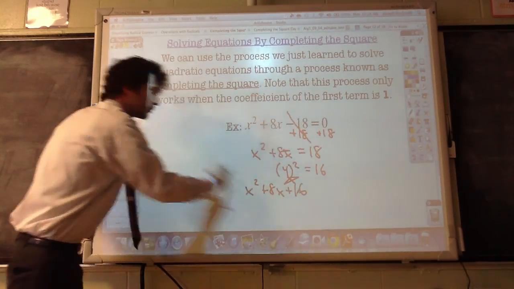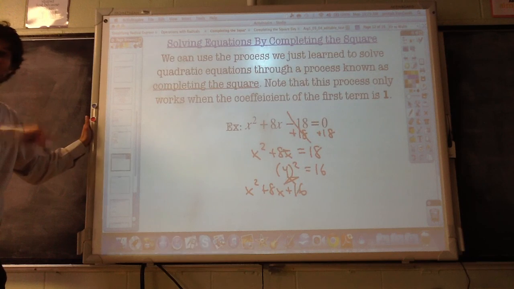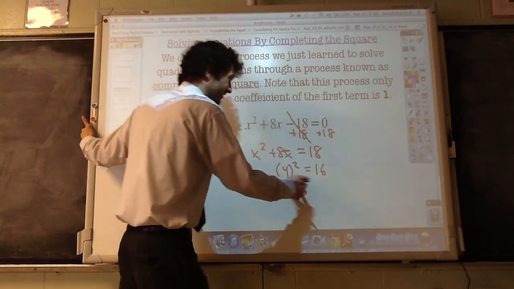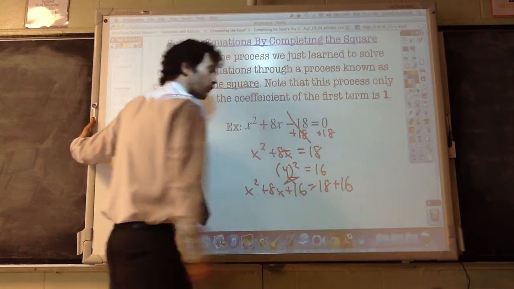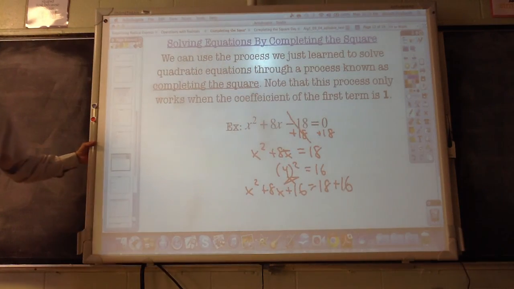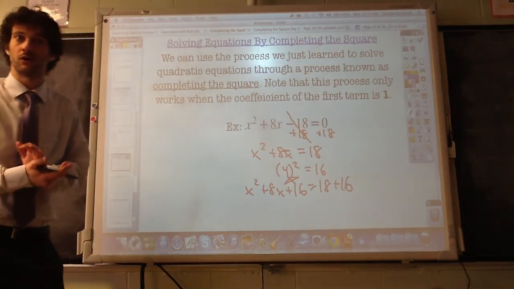So now this side is a perfect square trinomial. And 18. But if I add something to one side of an equation, the whole deal with equations is do unto one side what you do unto the other, right? So if you add 16 to this side, that means on the other side, I've also got to add 16 so that I'm not changing the equation, right? So I've added the same thing to both sides, which means I haven't changed it at all.